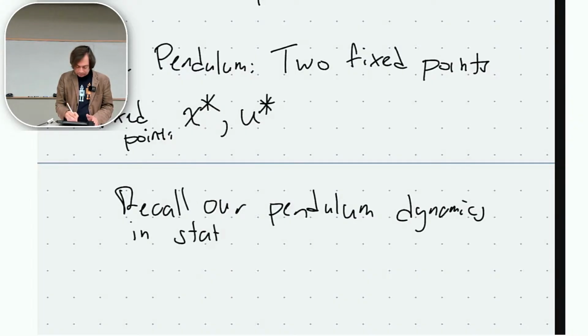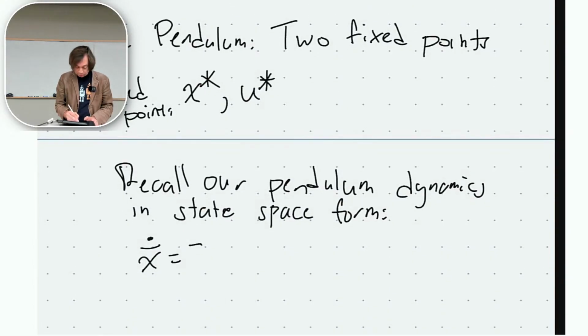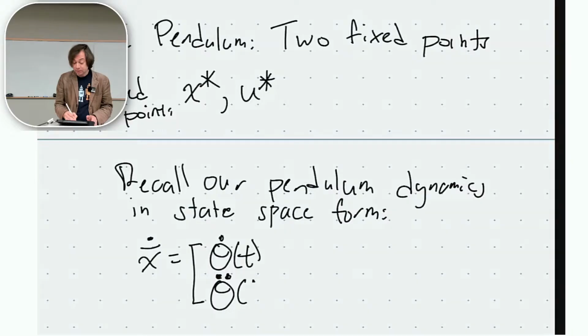In state space form, okay? Where we have our states, x dot. That's the derivative of both of our states, and the way we derived it in the past, our first state is our angle theta. And so the derivative of theta is theta dot. And the derivative of your second state, theta dot, is theta double dot, all with respect to time, of course.